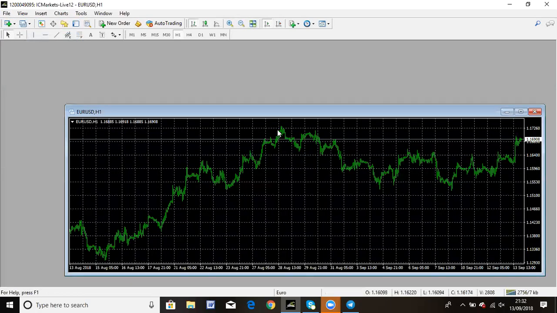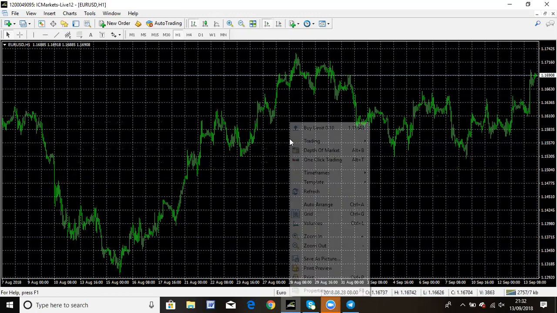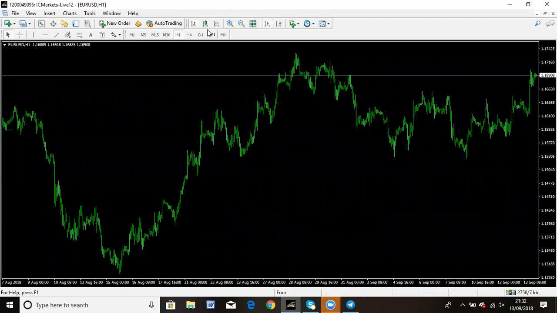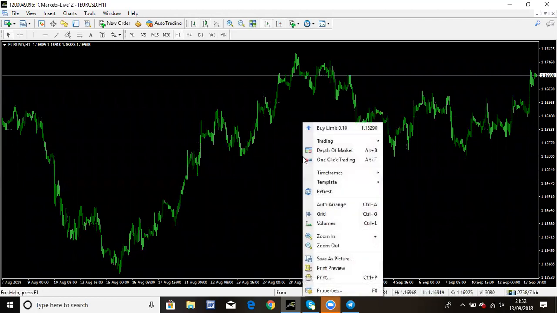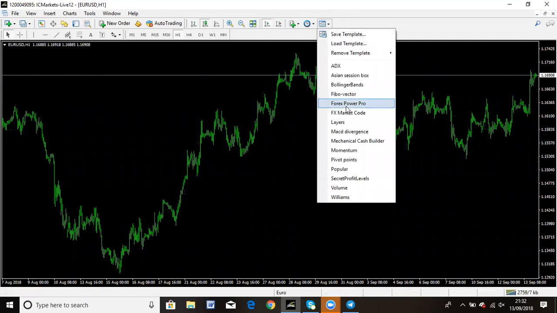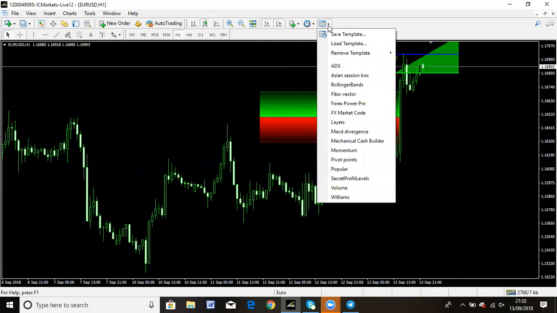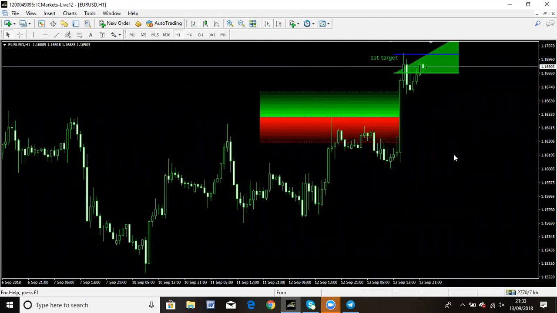Let's say EUR/USD. I'll remove the grid, switch it to candles. Okay, and then I'm going to add a secret indicator here. It's called Secret Profit Profiler, basically. Actually, it's called Secret Profit Levels.